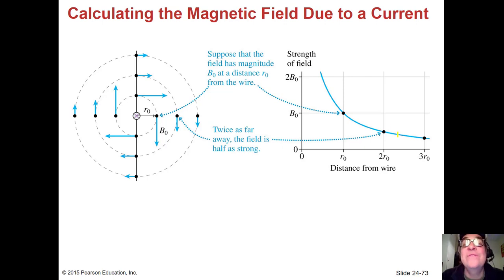A lot of things in physics go like 1 over r squared. This is like 1 over r. So it does drop off, just it doesn't drop off as quickly as, say, the Coulomb force law. So if you're twice as far away, the field is half as much.